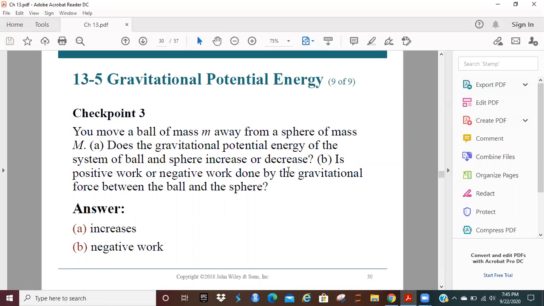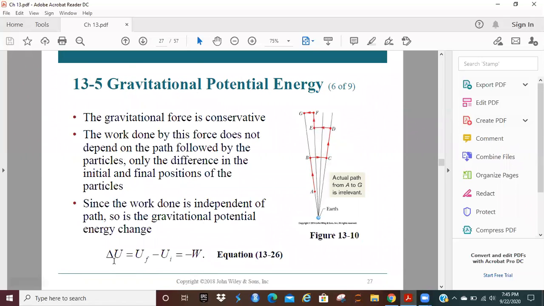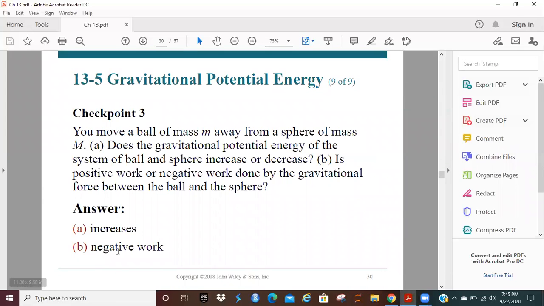Is positive work or negative work being done by the gravitational force between the ball and the sphere? Well, that change in kinetic energy is going to be minus work. So we're going to have negative work.